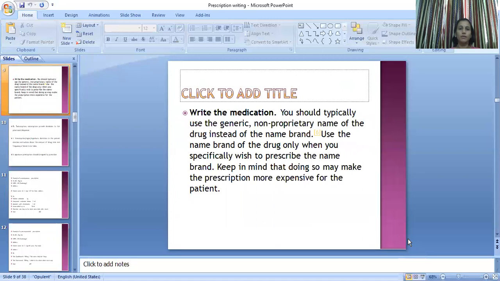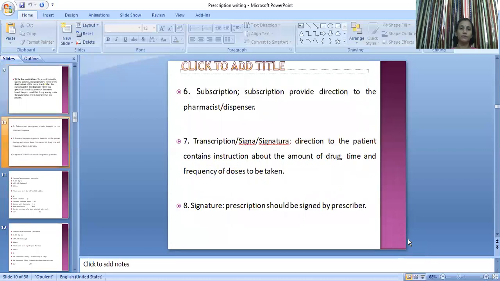Coming to writing the medication, you should typically use the generic non-proprietary name of the drug instead of the brand name. Use the brand name of the drug only when you specifically wish to prescribe that brand. Keep in mind that doing so, you may make the prescription more expensive for the patient.